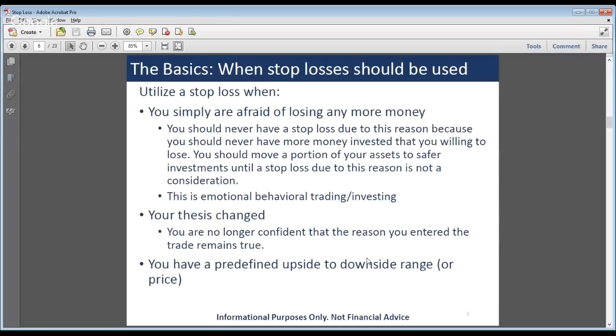So what about the basics? When should stop losses be used? The first point is if you're afraid of losing any more money. I would say this is the worst reason. And frankly, you should never, ever, ever have to use a stop loss because of this reason. This means you are over-invested, you have too much risk, you're over-levered, however you want to define it. Therefore, from a portfolio manager, risk perspective, you need to solve that problem way before you get to the point of needing a stop loss.